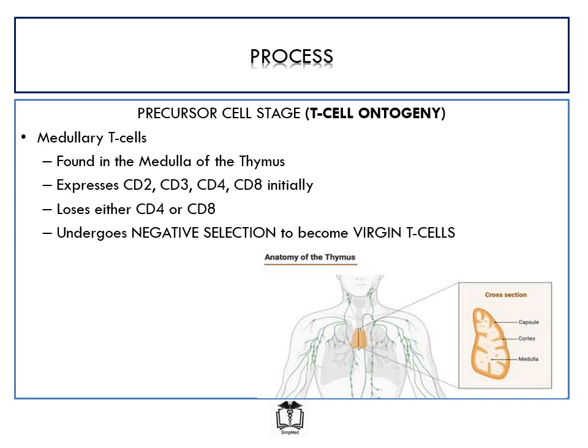The second thing that happens to the medullary T cell is a process we know as negative selection. So positive selection occurs to cortical T cells within the cortex.